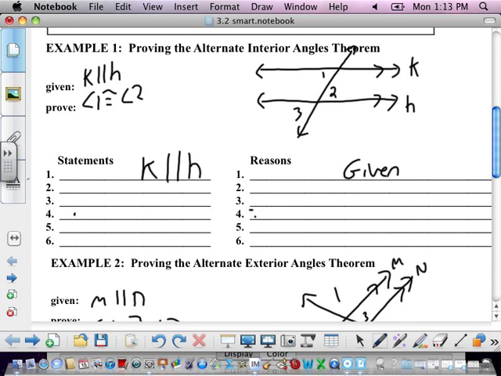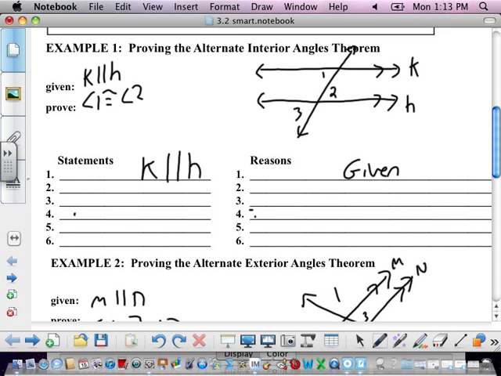Like in a definition, we can't use that word in the definition to state what the definition is. We can't use the proof to prove what we're trying to prove. So let's look at the picture. Are there any angles up there that are congruent to each other, and how would you know? We can't use alternate interior angles, but what else is up there?